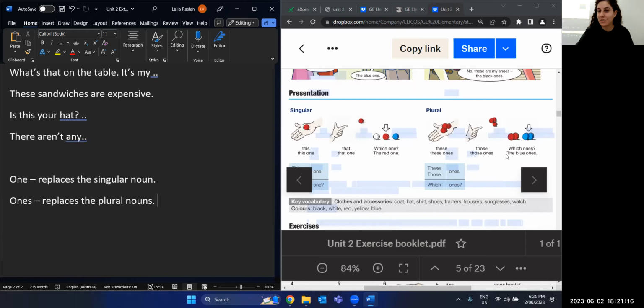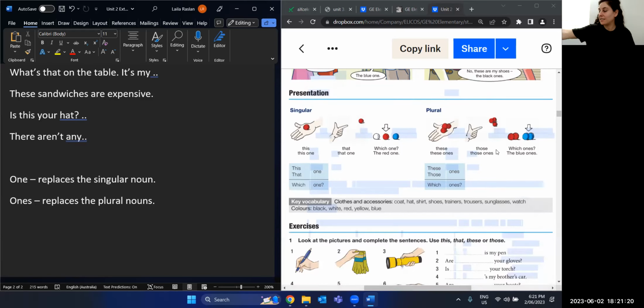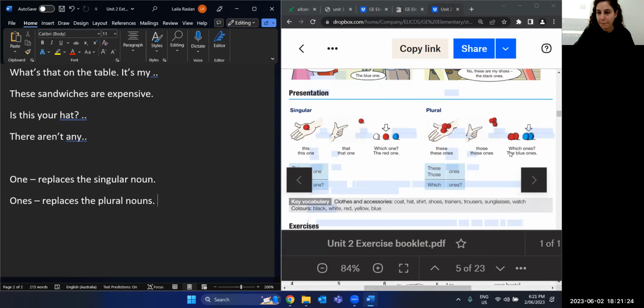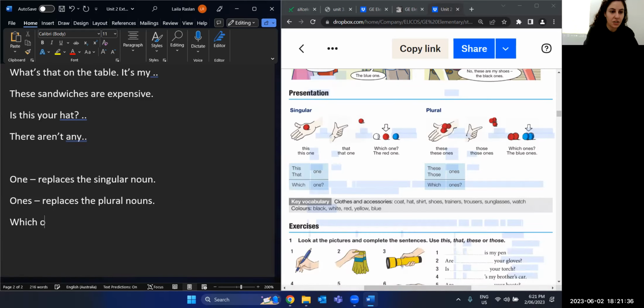Those ones, these ones. So your response can say those ones because they're far away, or these ones. Which ones? Or which one? It depends if I'm giving you one option or many. Which ones? So which, to make a question, which one or ones?